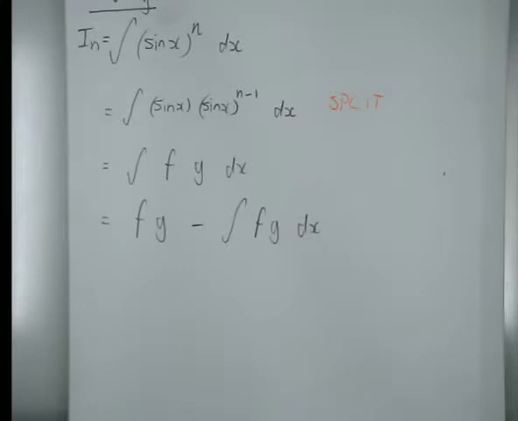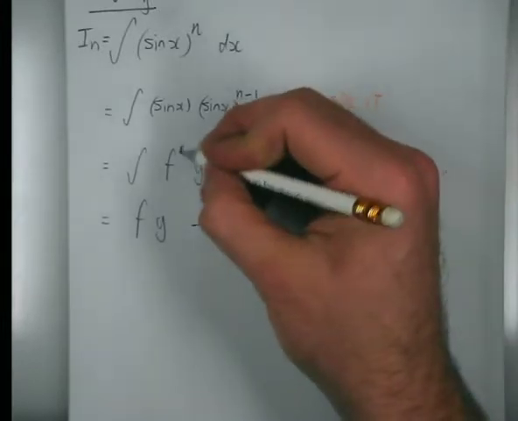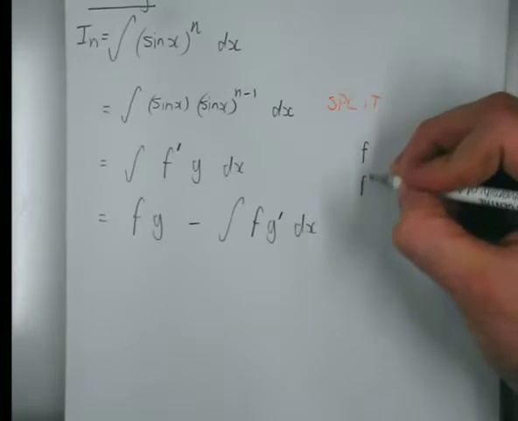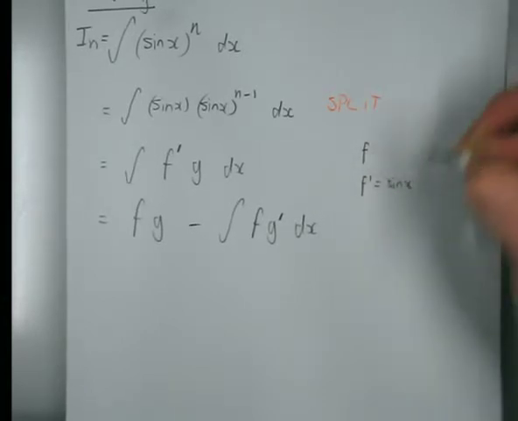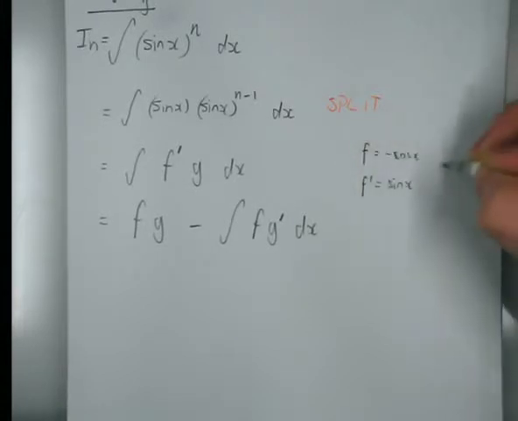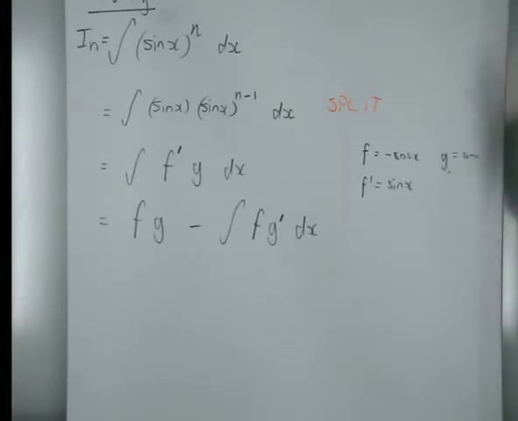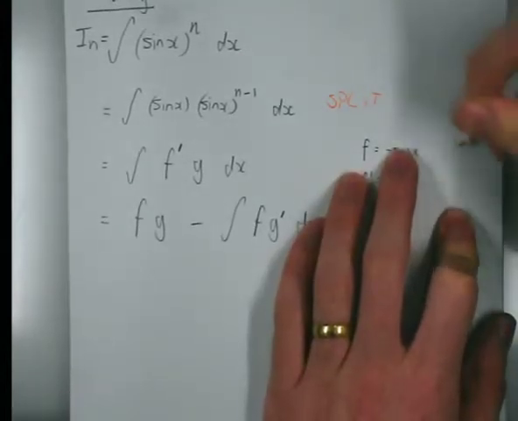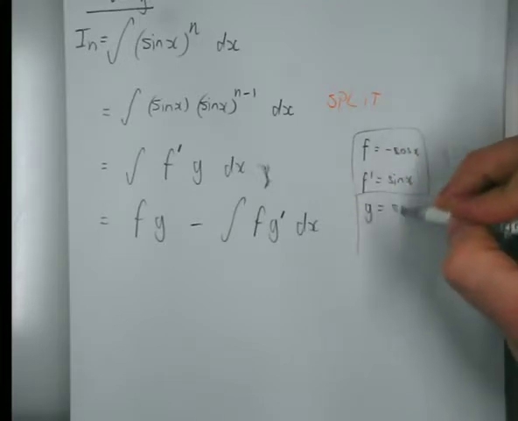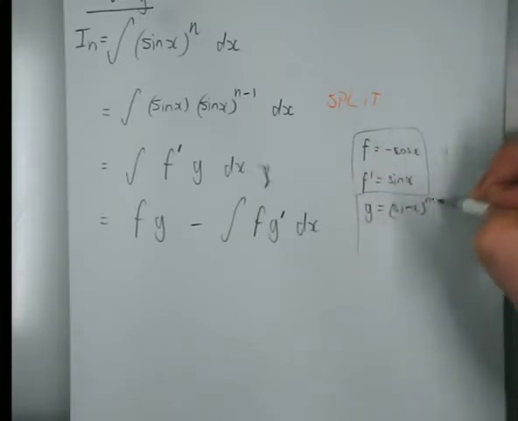Okay. Well, I do not know how to integrate sine x to the n minus 1, so I can't integrate that one, so this one has to have the dash. So the integral of sine x is minus cos x. G is sine x. I didn't leave myself enough space. G is sine x to the n minus 1.